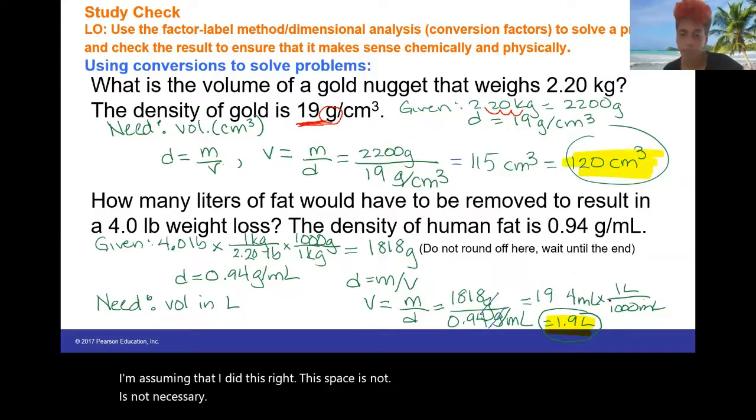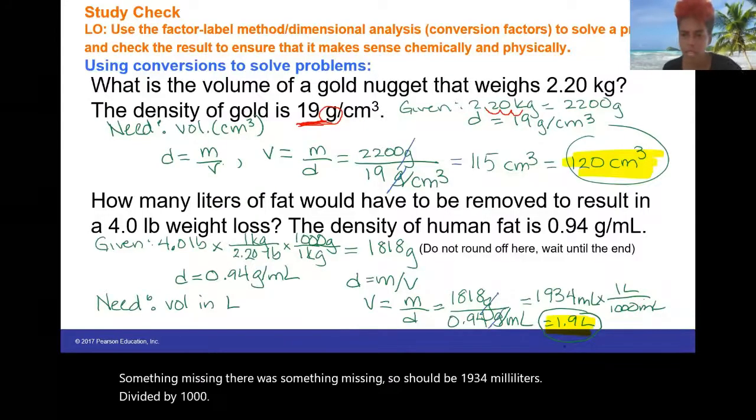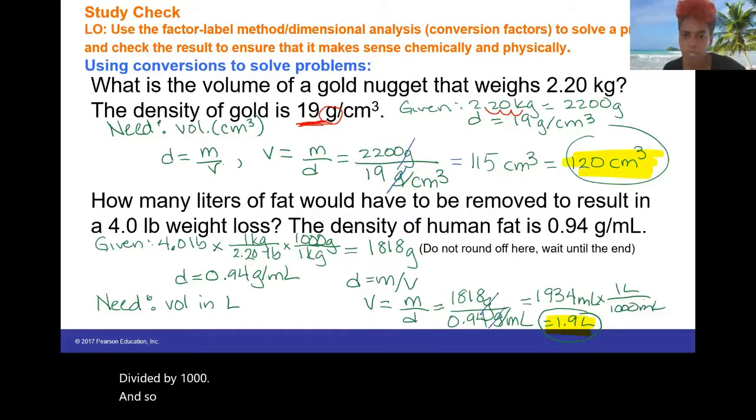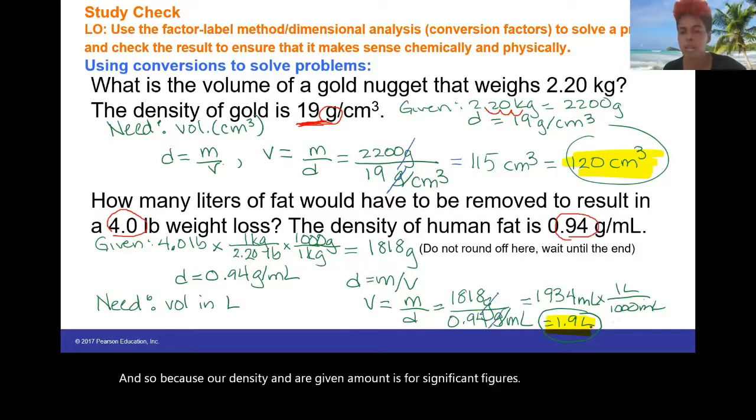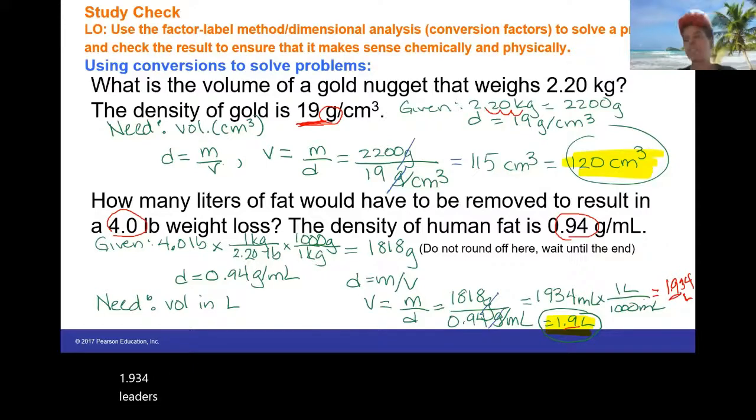So 1934 milliliters divided by 1,000. Let me see something. Oh, okay, there was something missing. So it should be 1934 milliliters divided by 1,000. And because our density and our given amount have 2 significant figs, we need to round this off. This would have been 1.934 liters, so we're going to round this off to 2 significant figures.